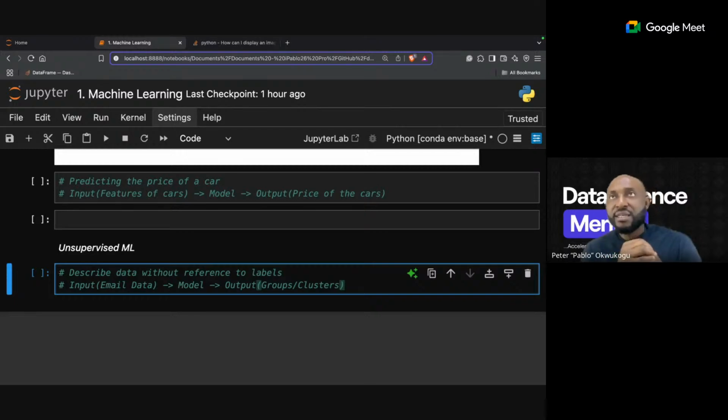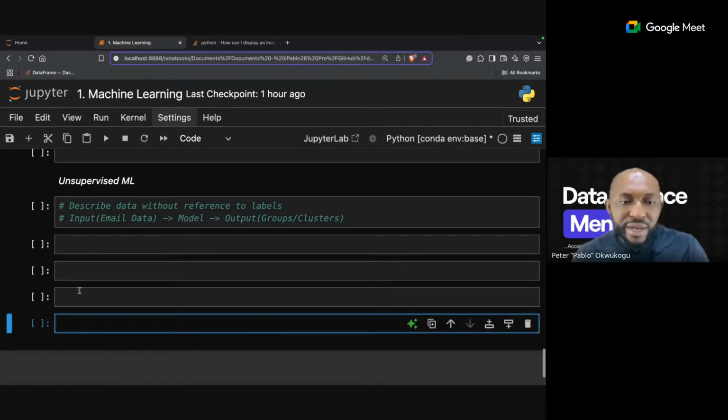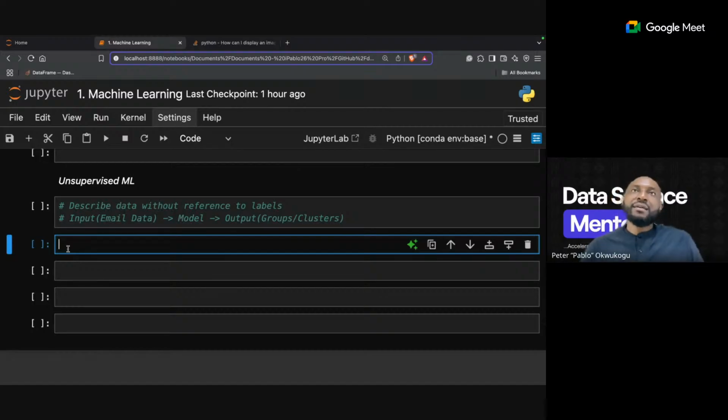A possible example is if we have bank accounts. Look at that, bank accounts. Now with bank accounts, we will have several clusters of bank accounts.